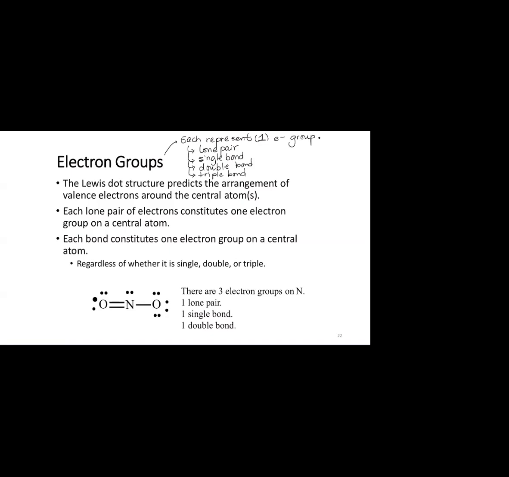is 1 electron group. So for example, here we have the molecule NO2-1. So this is nitrite. Let me see if that makes sense. Yes, so this is nitrite.